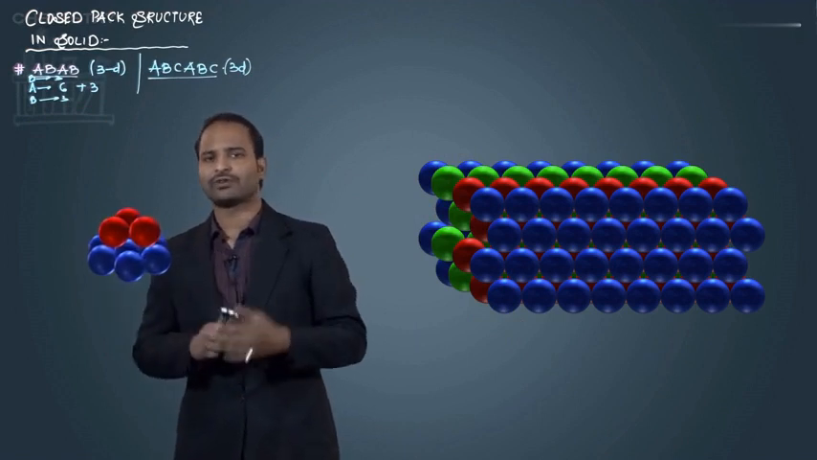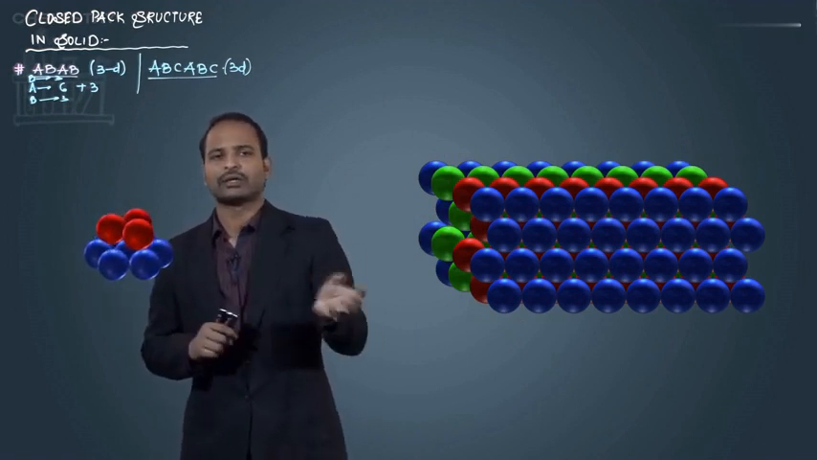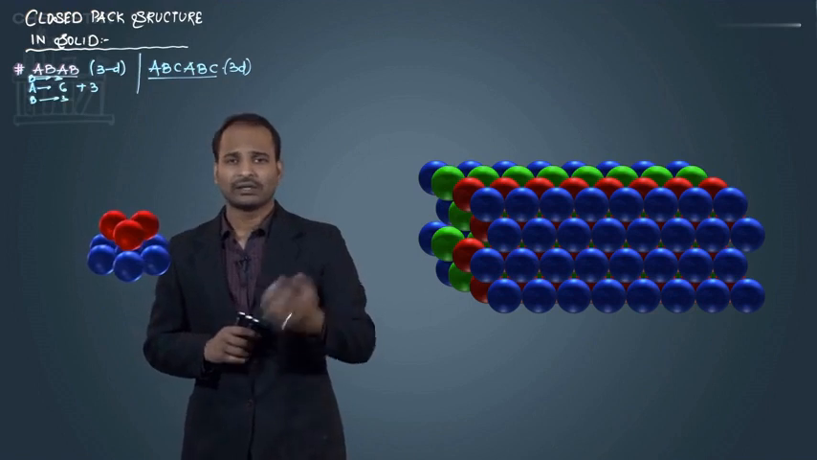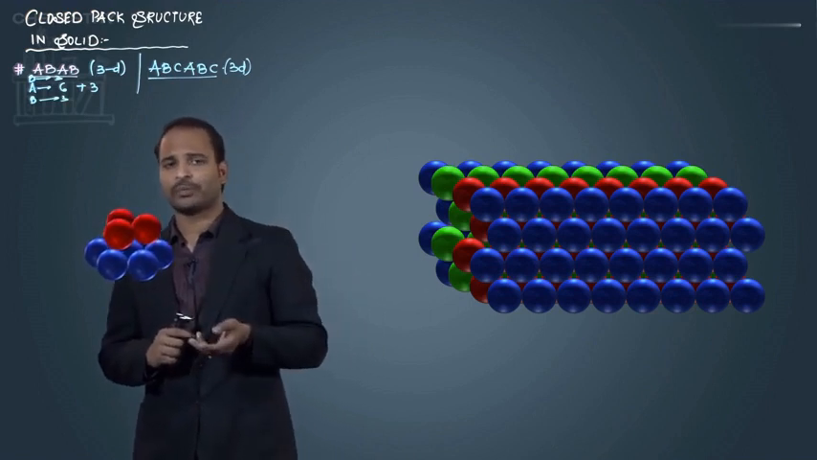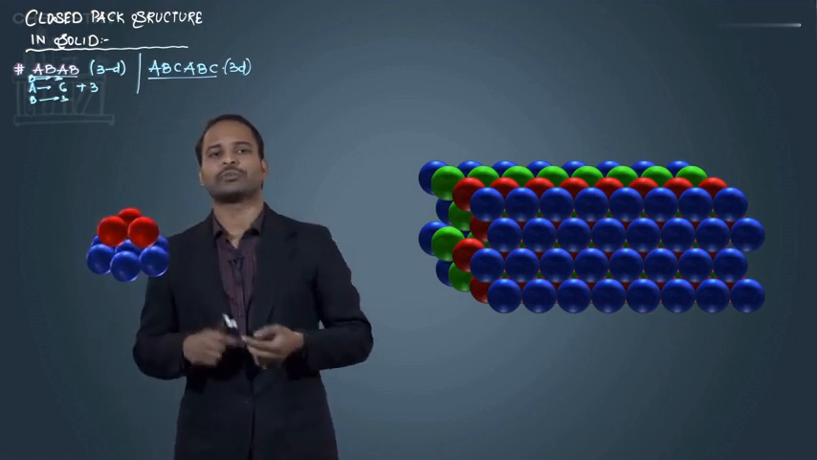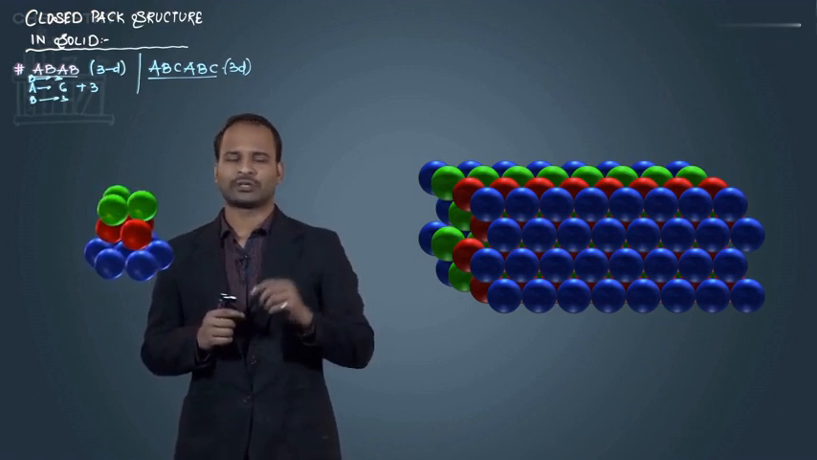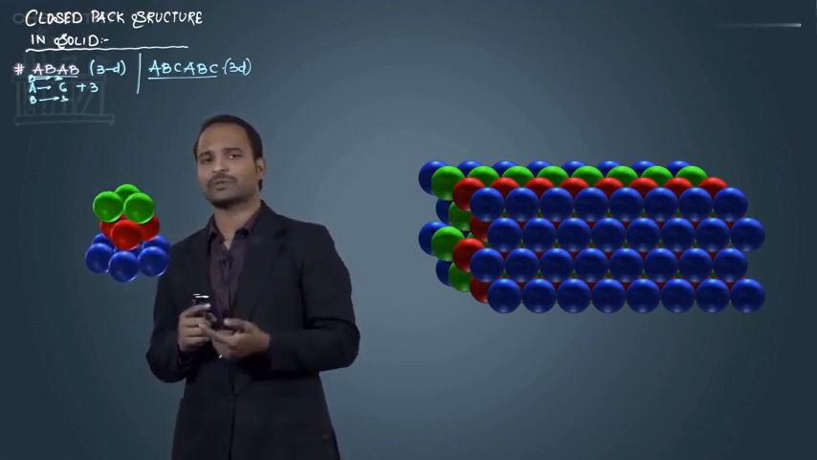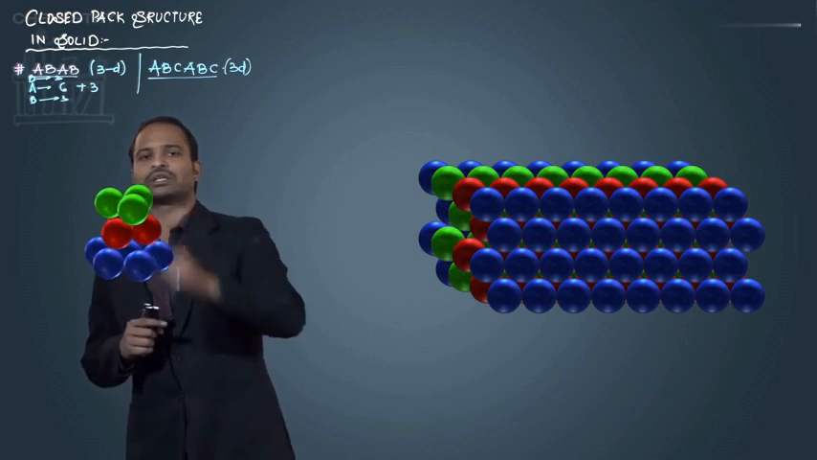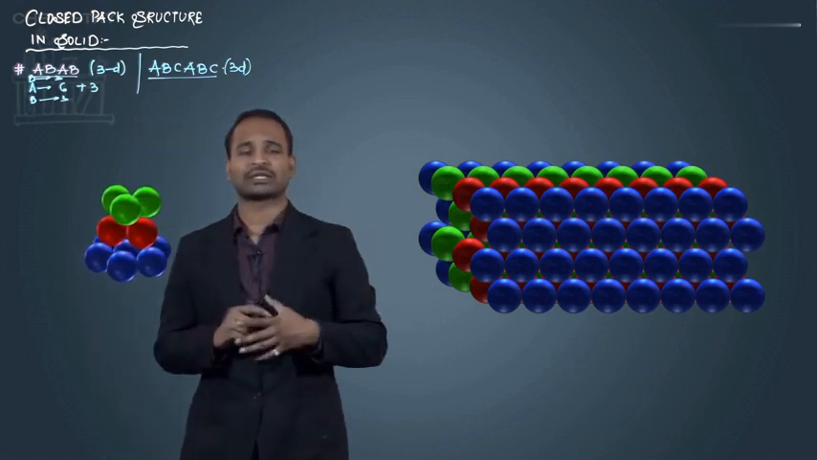Here we have the first layer, that is the A type layer, on which we have the second layer, that is, we kept the second layer on void B. When we kept the second layer on void B, we have two different types of void: a new void which has been formed, C, and surrounding it there is a void which acts as an octahedral void.